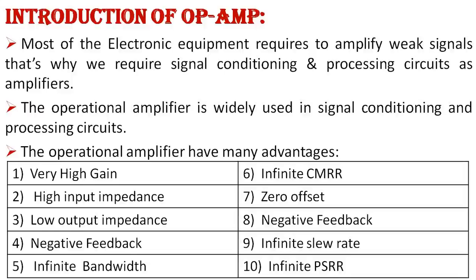So the operational amplifier has many advantages, such as very high gain, high input impedance, low output impedance, negative feedback, infinite bandwidth, infinite CMRR, zero offset, infinite slew rate, infinite PSRR. PSRR means power supply rejection ratio. CMRR means common mode rejection ratio. It depends on the gain.